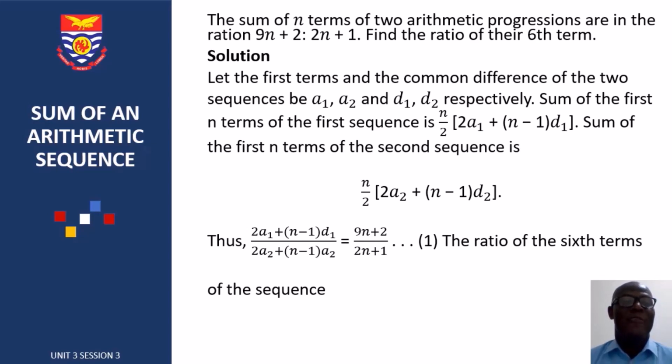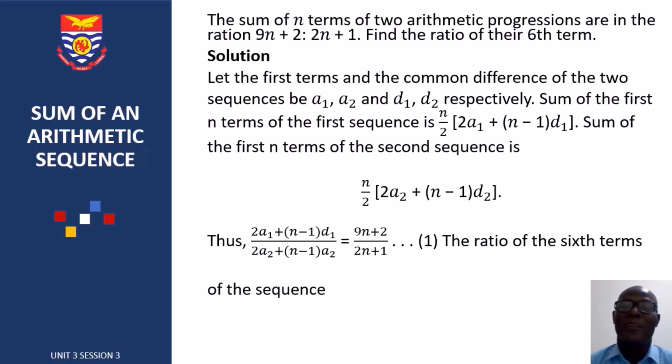Sum of an arithmetic sequence. Example 4. The sum of n terms of two arithmetic progressions are in the ratio 9n plus 2 is to 2n plus 1. Find the ratio of their sixth term.